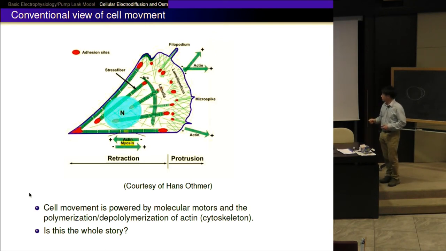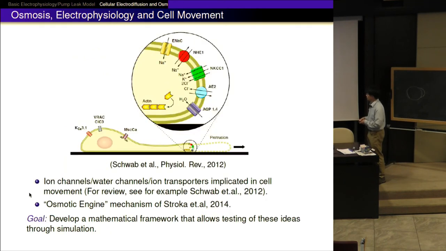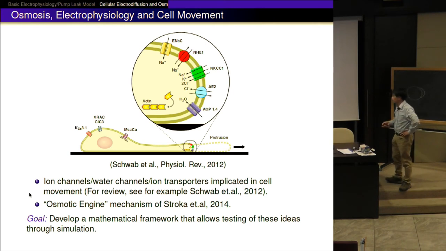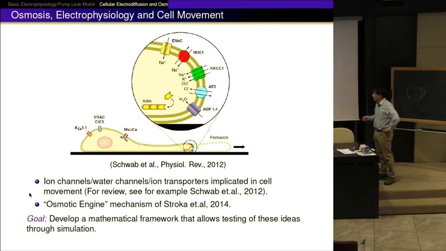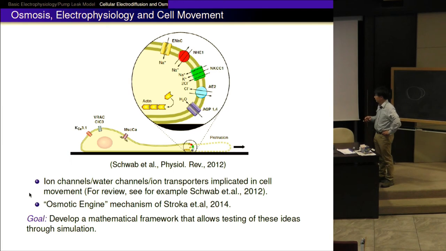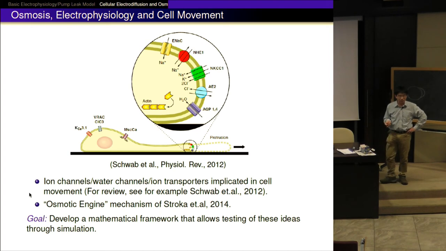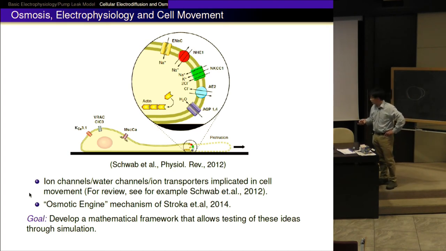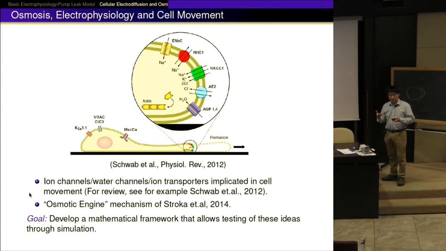So cell movement is powered by molecular motors, polymerization, depolymerization, actin, and so on. And this is what everybody accepts, including myself. But then the question is whether this is the whole story. There are ion channels, water channels, ion transporters on the cell membrane, and it's known that if you somehow block them, sometimes cell movement is impeded. So we want to try to understand what kind of effects these things might have on cell movement, and what we've done so far is actually very, very preliminary, which is to just develop a mathematical framework that may allow us to test these ideas.